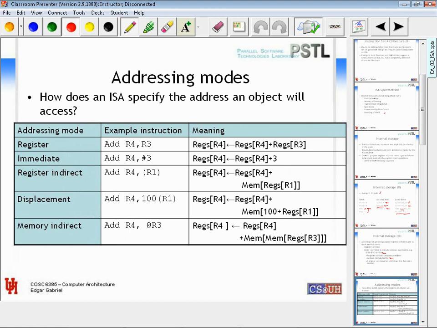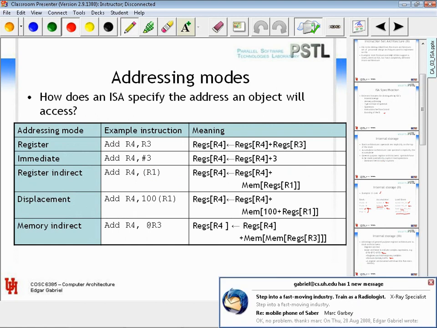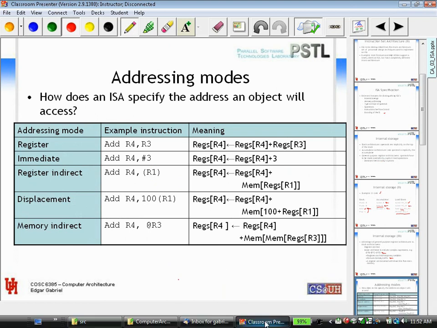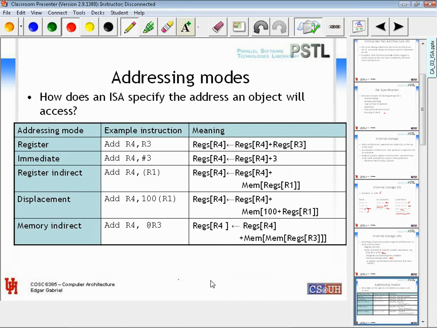So, since we agree now that general purpose register architectures are the dominant architecture nowadays, how can we specify what element from the main memory should be used or should be loaded? So there are various modes. There are actually a very large set of different addressing modes. We will just go through a couple of simple examples.